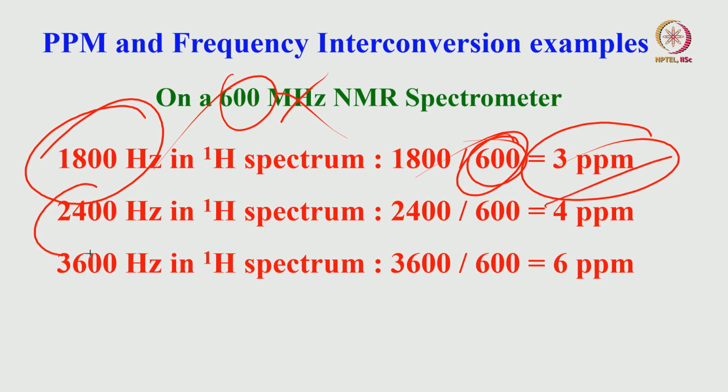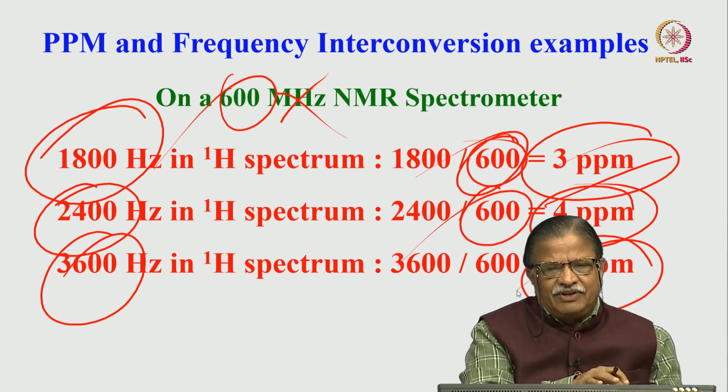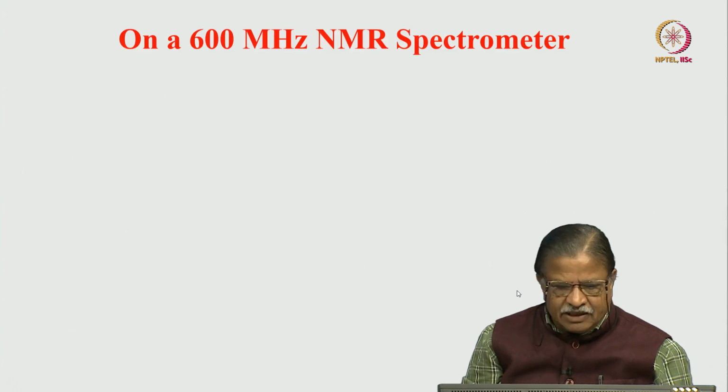If I have 2400 hertz, a peak, it corresponds to 4 ppm. When you divide by 600, it becomes 4. If you have 3600 hertz, you will get 6 ppm. This is how ppm to frequency and frequency to ppm are interconvertible. As I told you, if I know the value in ppm, just multiply by the resonating frequency, leaving out the megahertz part, you get the frequency. If you know the value in frequency, divide by the resonating frequency, you will get in ppm. That is all you have to do.